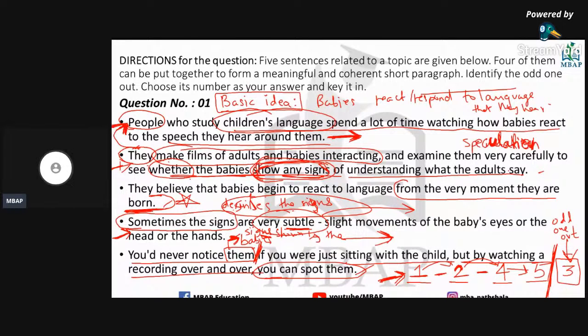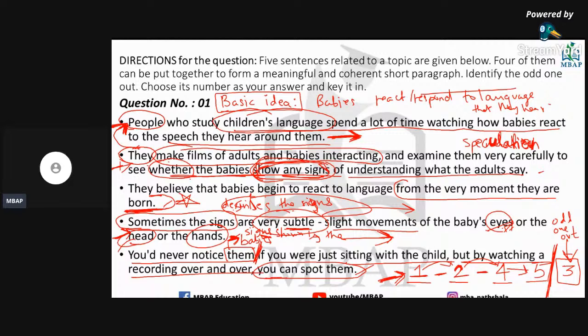So it means the signs might not be very explicit or very direct, but it is very subtle, very underlying, very indirect, very implicit. You need to understand. And what are those signs? Maybe the baby might show you slight movements, okay, movements of the eyes or the head or the hands.